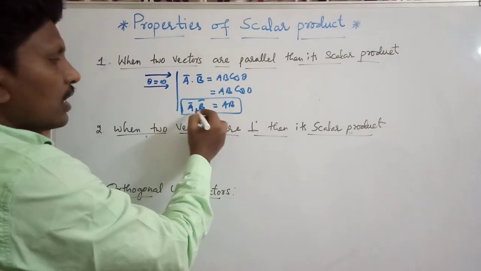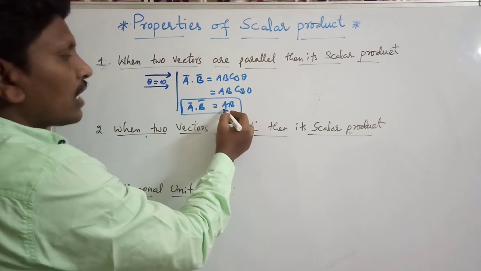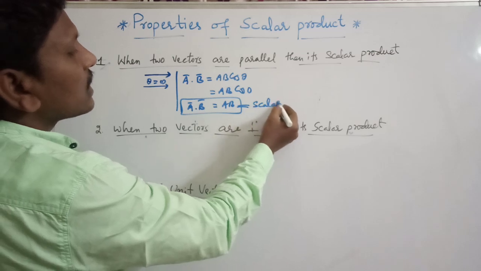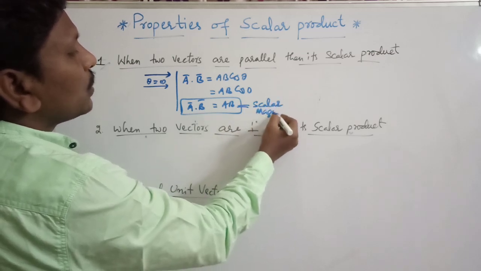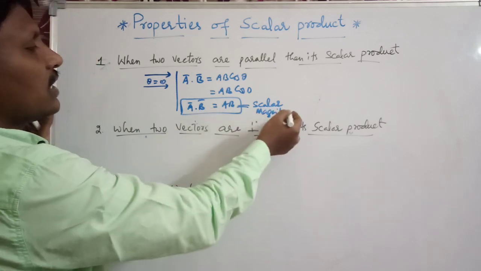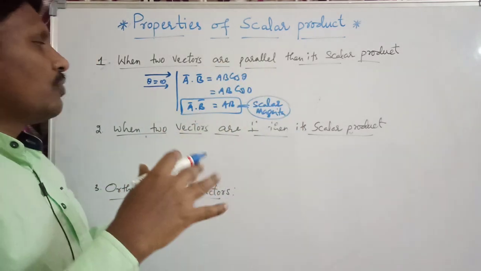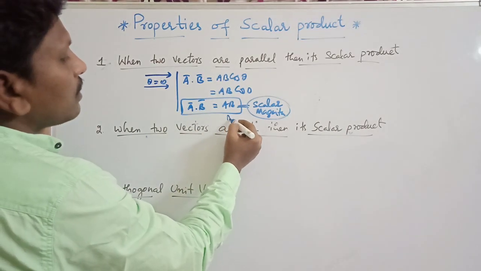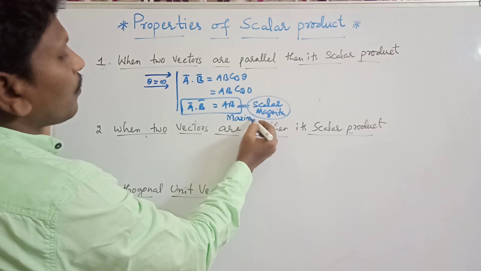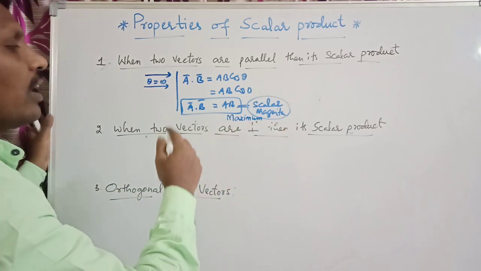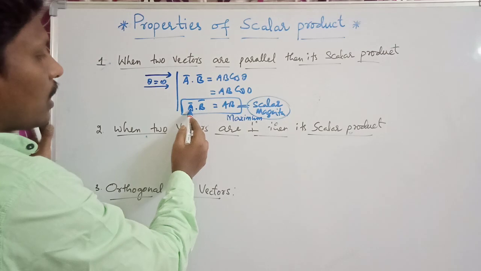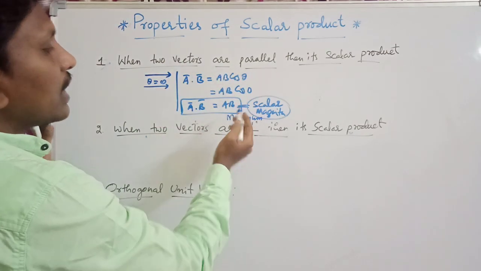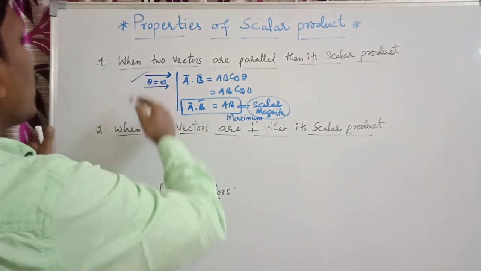ab is nothing but the product of the magnitudes of the two vectors. It always gives a scalar or a magnitude. As a result, it is giving a magnitude value. This is how we can simply understand that it is a maximum value. What is the maximum? The dot product of the two vectors, when the two vectors are parallel, gives a maximum value. This is how we can understand.